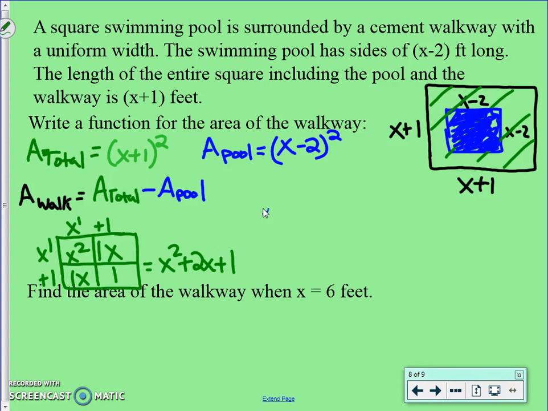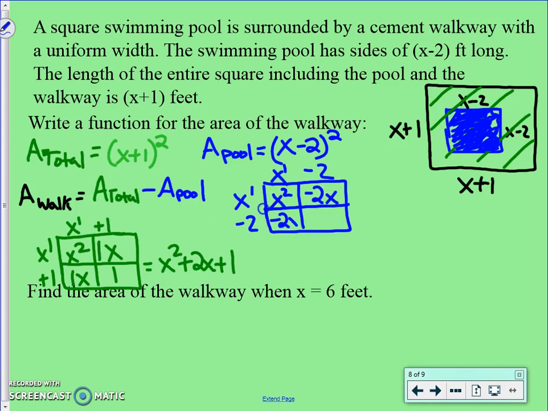Of course, we're just looking for the area of the walkway. Our area of the pool would be given by x minus 2 quantity squared. X with an exponent of 1 on it, minus 2. X with the exponent of 1, and minus 2. Again, we're going to have x squared minus 2x minus 2x plus 4. So the area of the pool is now equal to x squared minus 4x plus 4.